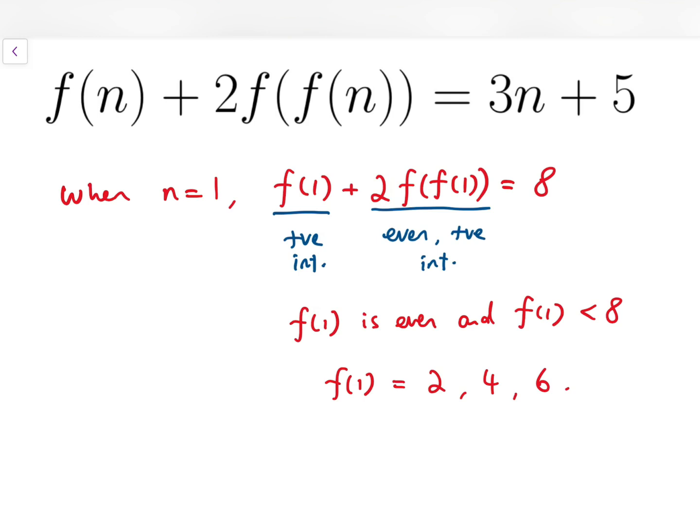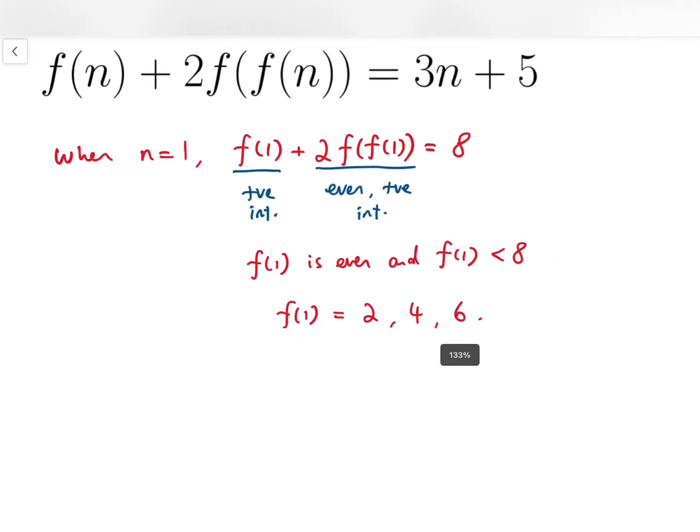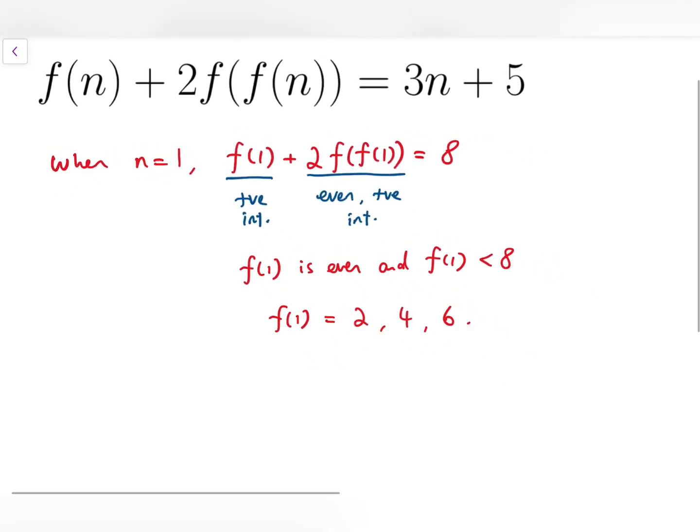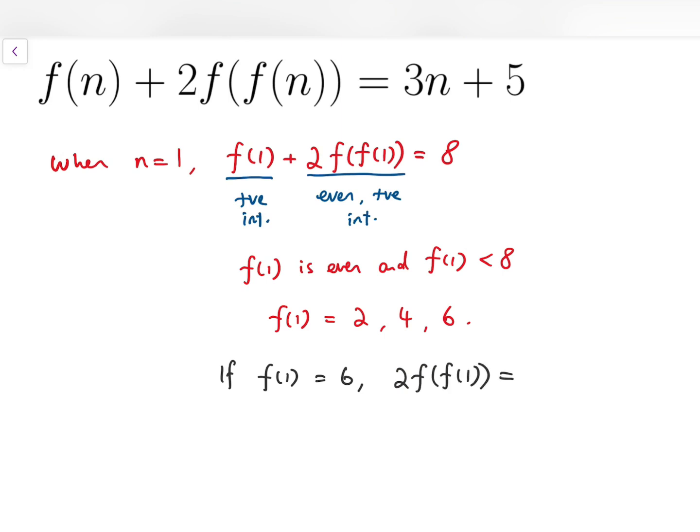We'll start trying from the largest value. Indeed, if f of 1 equals 6, then putting back to the equation above, we know that 2 times f of 1 is equal to 2. That means f of 6 is equal to 1. Then all the things we know about this equation is that f of 1 equals 6 and f of 6 equals 1. So what we can do is just to put n equals 6 into the given equation.